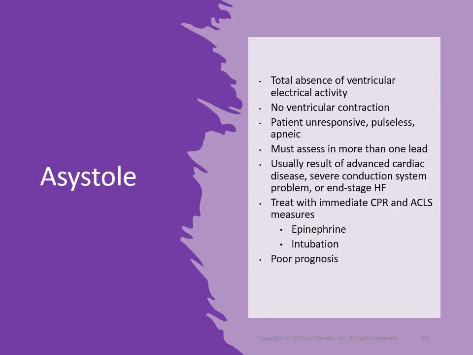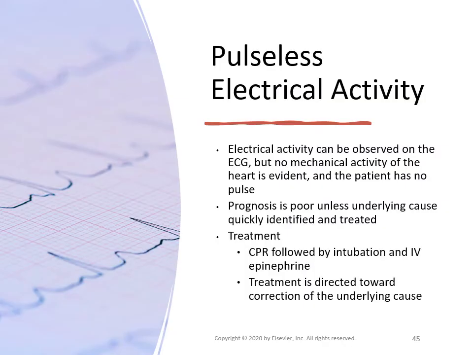In this slide, we look at asystole. Asystole is an absence of ventricular electrical activity. It's sometimes referred to as a straight line, but the patient will be unresponsive, pulseless, and apneic. This rhythm is often seen with advanced comorbidities and has a very poor prognosis. It's treated with CPR, ACLS, but often results in no change and an end-of-life situation.